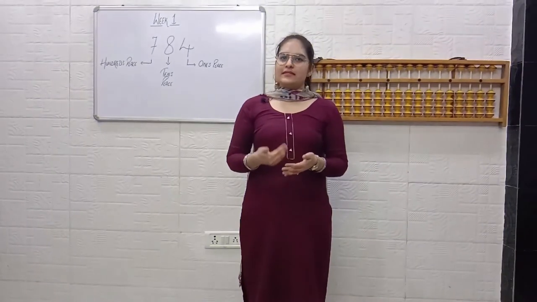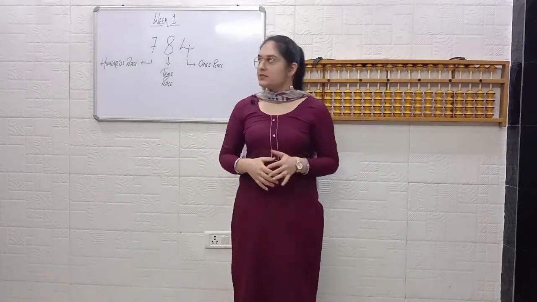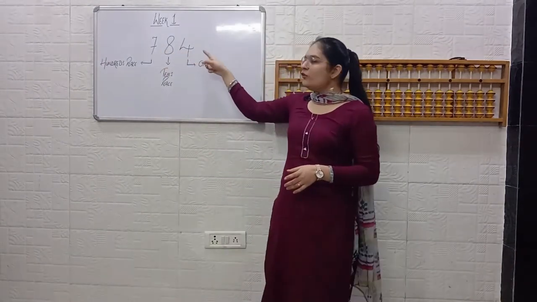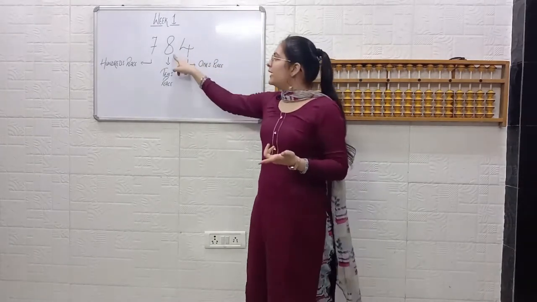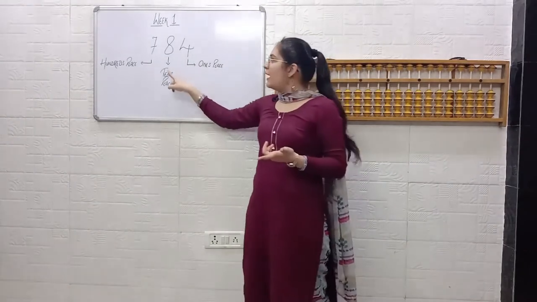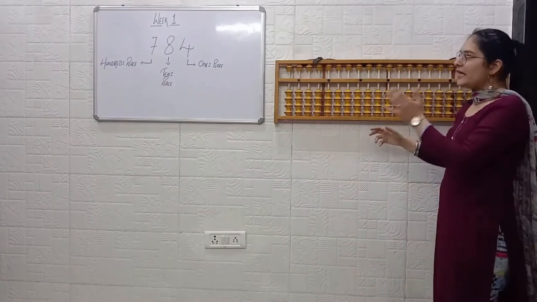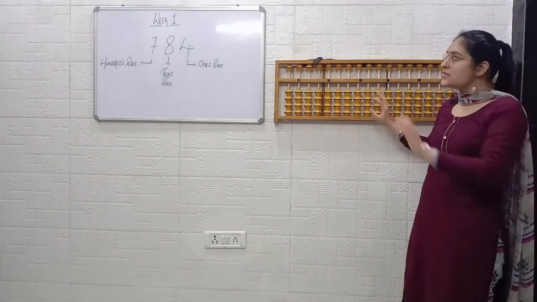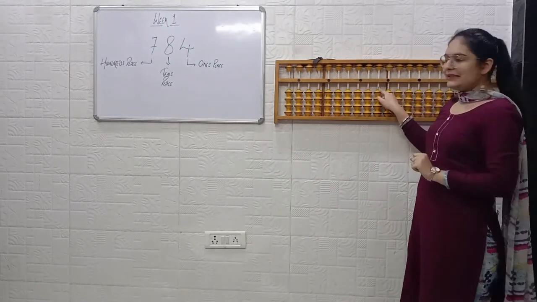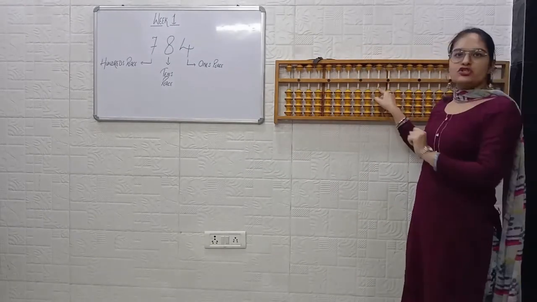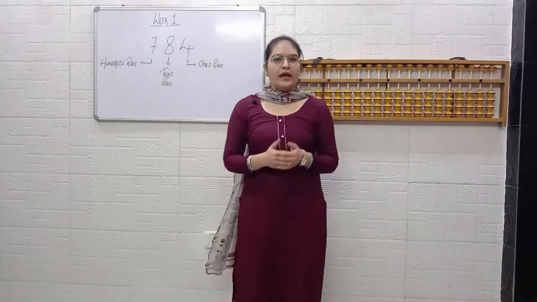So, let's take an example to clear your doubt regarding ones place, tens place and hundreds place. Example is 784. In this, the 4 is at ones place, the 8 is at tens place and the 7 is at hundreds place. In the same way, if we want to place 784 on master abacus, then 4 will be placed on ones rod, 8 will be placed on tens rod and 7 will be placed on hundreds rod. So in this way, we will bifurcate 784. Okay, I hope it's clear.